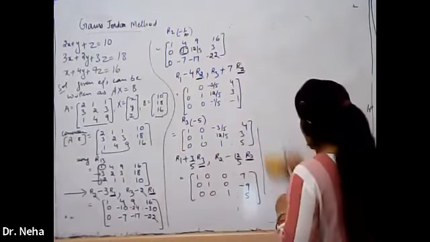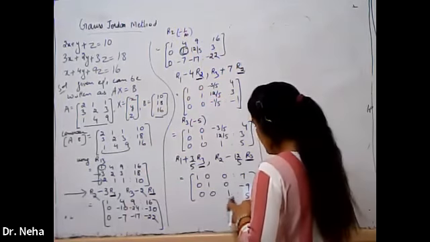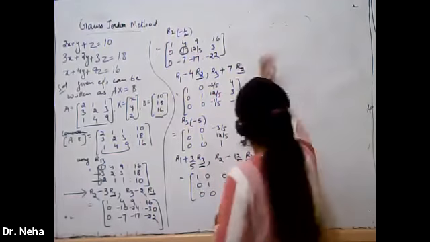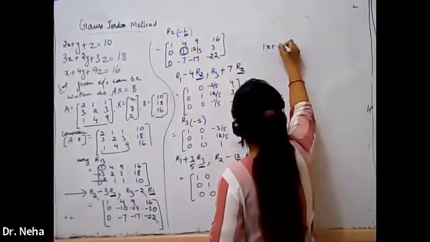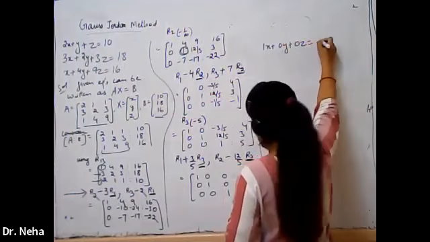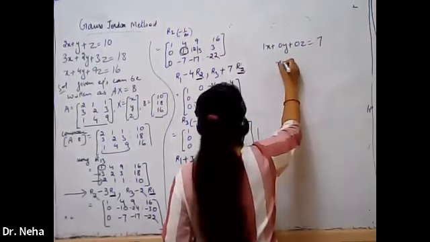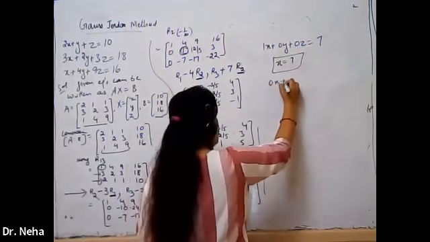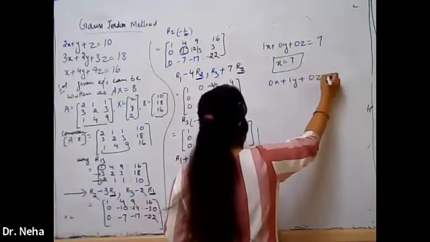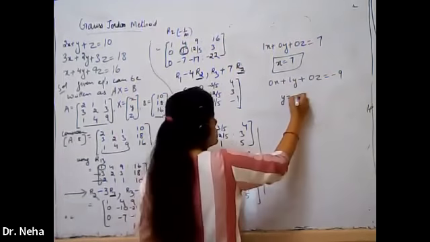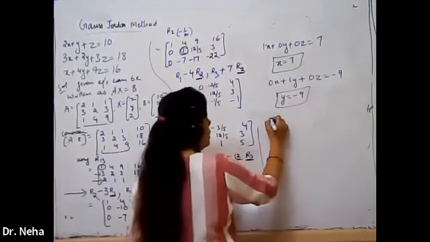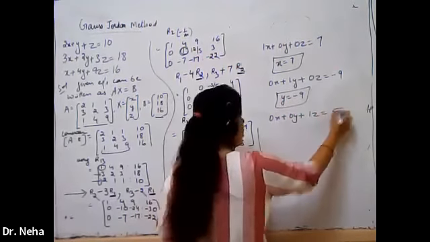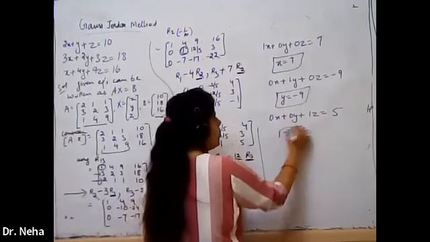So let's convert them back in the form of equations. This is your value of x, first element into x plus second into y plus third into z. This is your right hand side. That means we got x as 7. Second row, first element into x, second into y, third into z is equal to right hand side. That means y is equal to minus 9. Again, first into x plus second into y plus third into z is equal to right hand side. That means z is equal to 5.